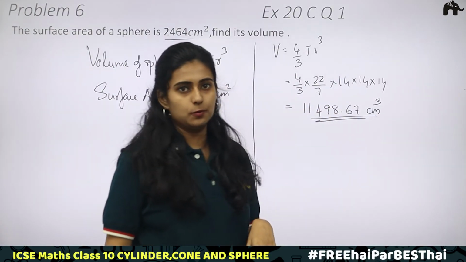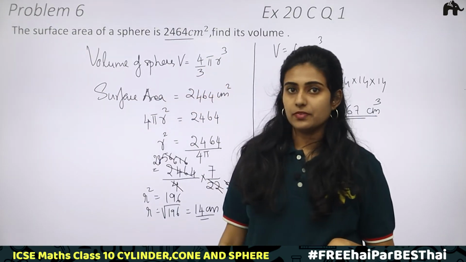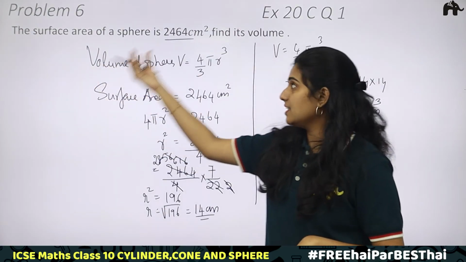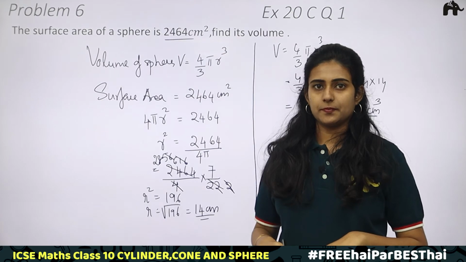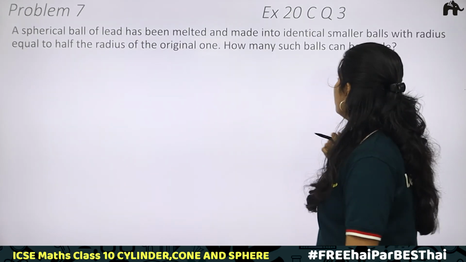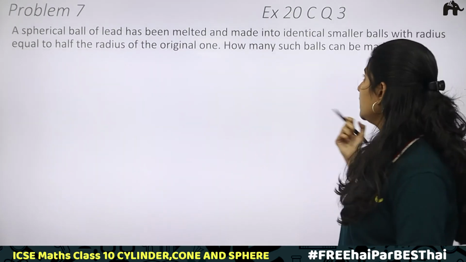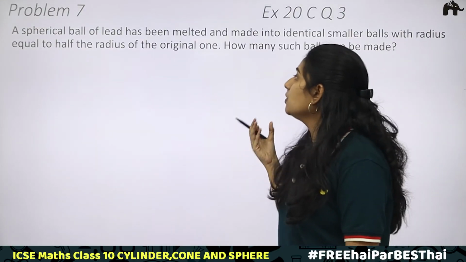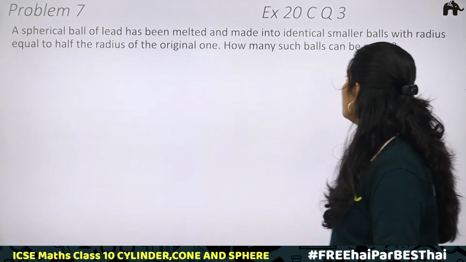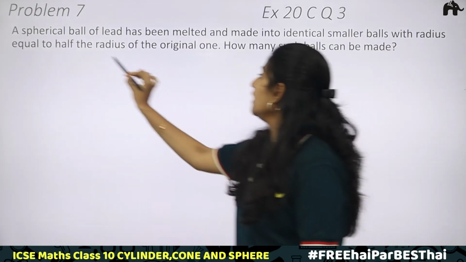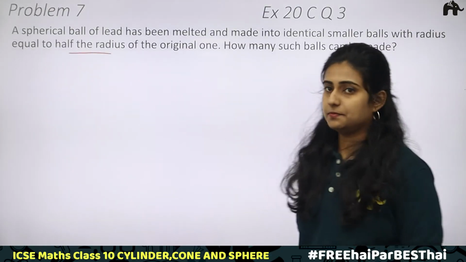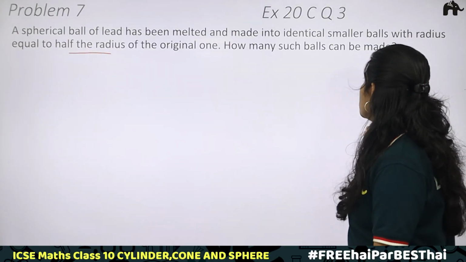11,498.67 centimeter cube. Okay. From surface area, we are finding the radius. Using the radius, we are finding the volume of the sphere. Clear? Problem number 7. Question 3 of exercise 20C. A spherical ball of lead has been melted and made into identical smaller balls with radius equal to half the radius of the original one. How many such balls can be made?